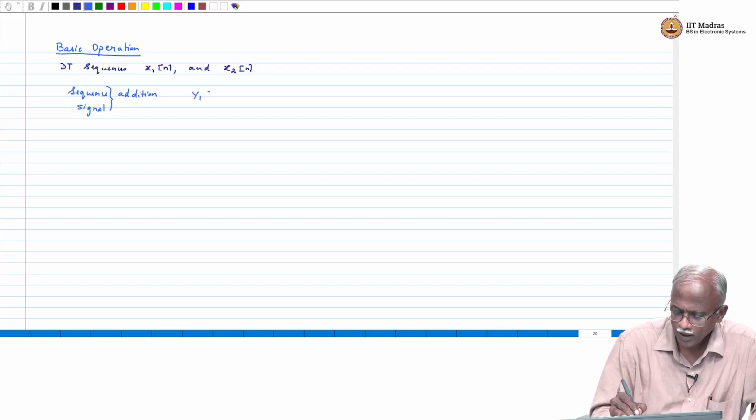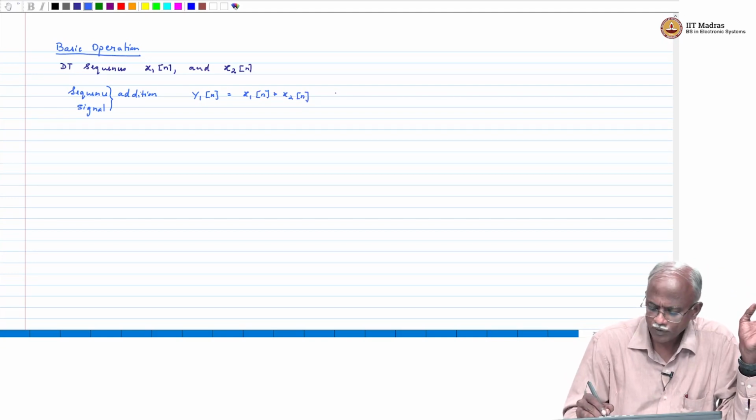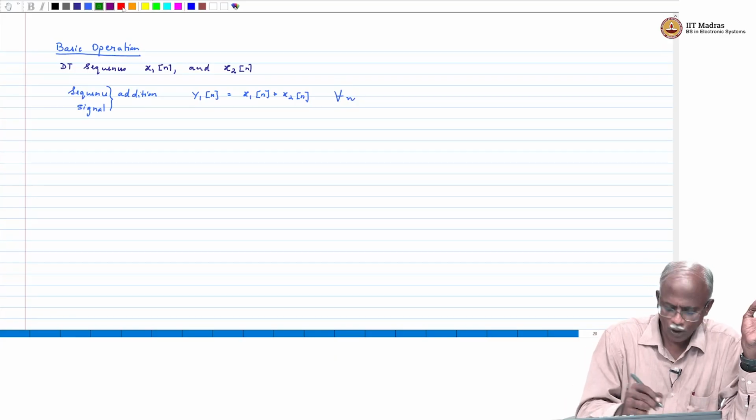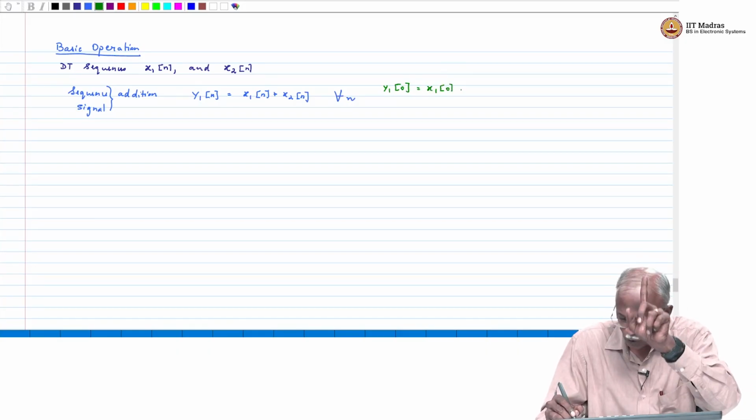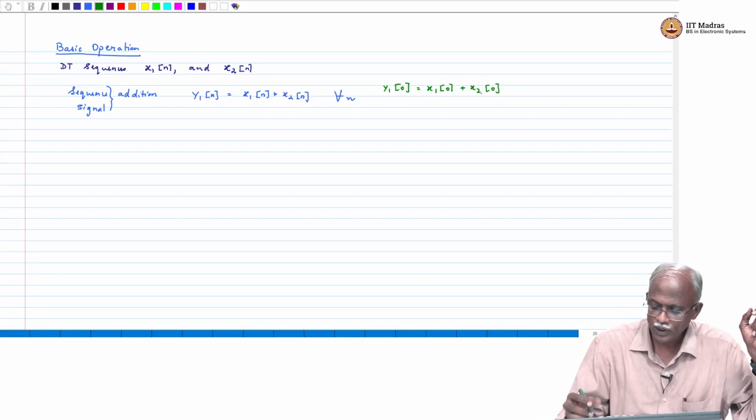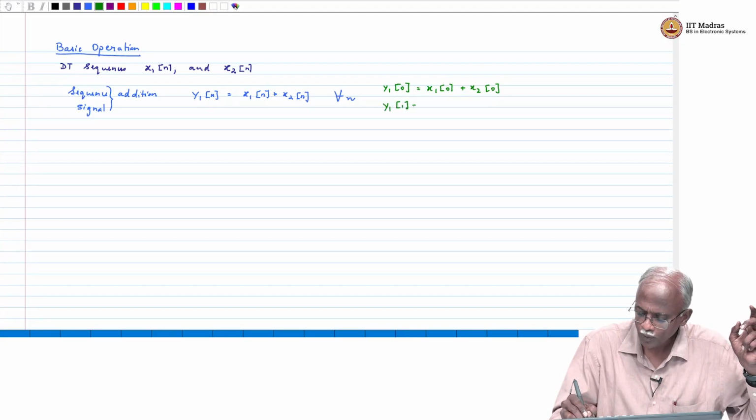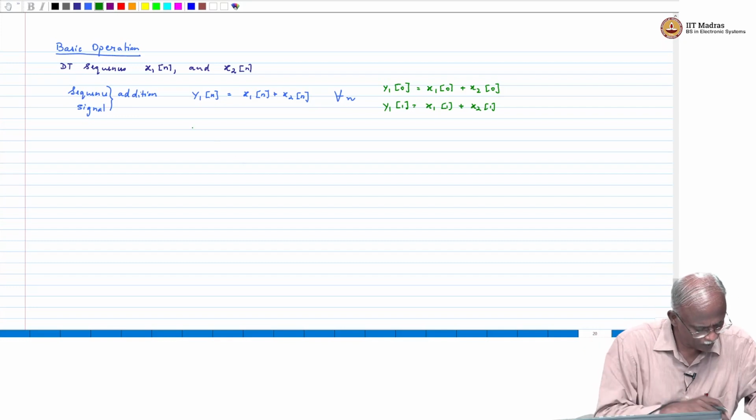So y1 of n will be equal to x1 of n plus x2 of n, and this is for all n. You have to do this operation for all n. So, for example, if you wanted y1 of 0, it would be x1 of 0, the sample at time 0 for x1, added with x2 of 0. And then y1 of 1 would be equal to x1 of 1 plus x2 of 1. Again, do it sample by sample at the same index that you are working with.